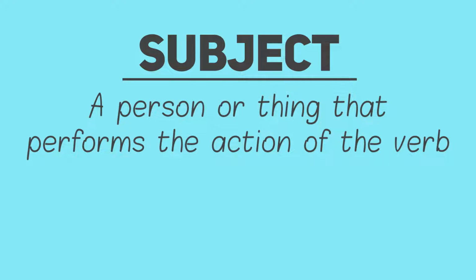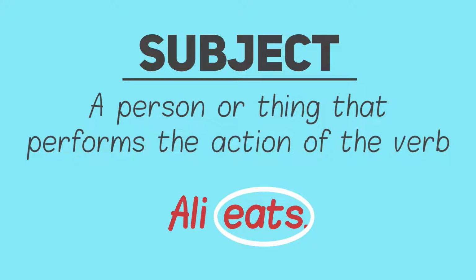For example, let's take the short sentence, Ali eats. Eats is the verb because it conveys action. Who is the one doing the eating? Who is the one doing the action? It is Ali. Therefore, Ali is the subject of the sentence.